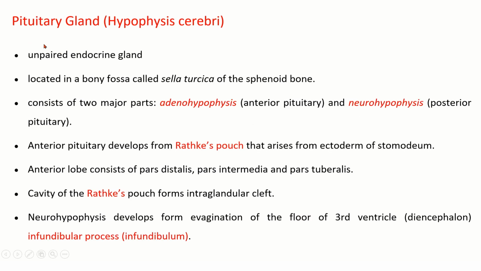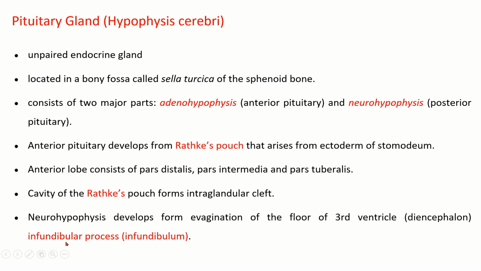So now we'll see the development of pituitary gland. It's an unpaired endocrine gland, also called as hypophysis cerebri, located in bony fossa called sella turcica of the sphenoid bone. Two major parts, adenohypophysis or anterior pituitary and neurohypophysis or posterior pituitary. Anterior pituitary develops from Rathke's pouch that arises from ectoderm of stomodeum. Anterior lobe consists of pars distalis, pars intermedia, and pars tuberalis. The cavity of the Rathke's pouch forms the intraglandular cleft.